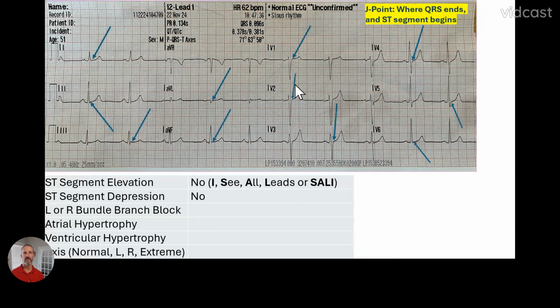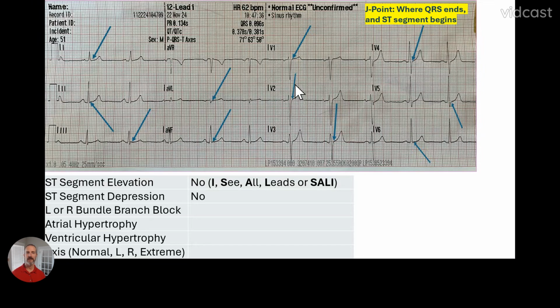We are going to focus first on ST segment elevation or depression. And remember, this is where we want to be systematic and look at it region by region. So pick an acronym and stick with it. Either I See All Leads or Sally are a couple of examples, but there's other options out there. Whatever you decide to use, just use that same thing every time. So we're going to use I See All Leads.